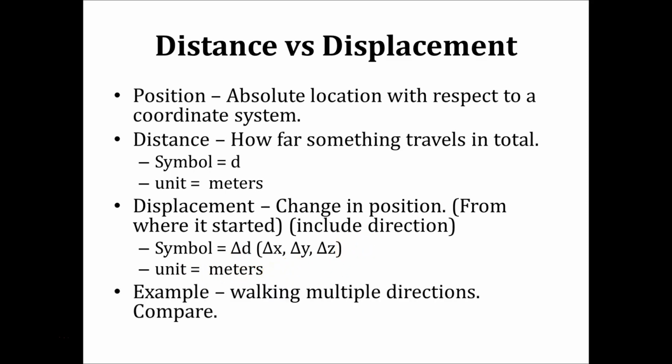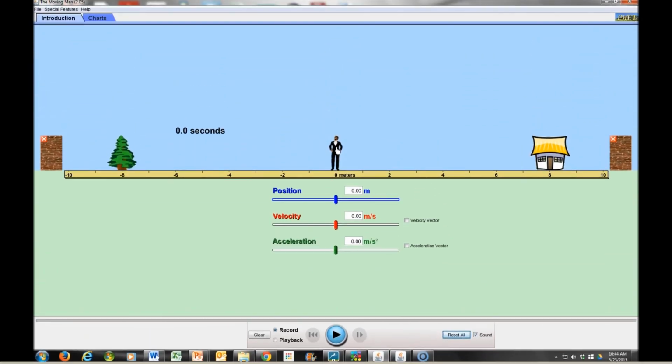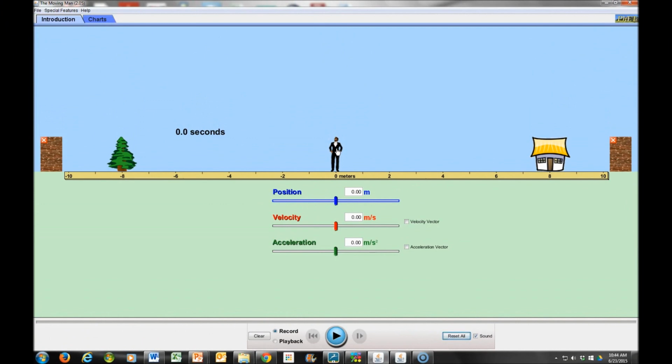I'm going to go ahead and give you a few examples of this just to give you a better visual. So let's take a look at the differences between these three terms. Let's say, for example, I start here at 0. Let's say I were to move this way to the house, 8 meters. Now we would say the total distance I traveled was 8 meters. We would say my displacement is 8 meters to the right, or we could just simply write positive 8 meters, or even 8 meters east. And we would also say our position is 8 meters, or plus 8 meters.